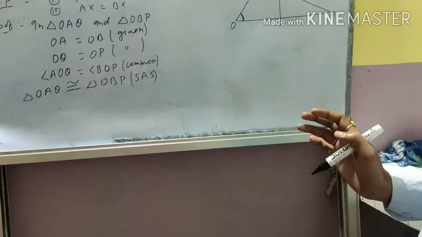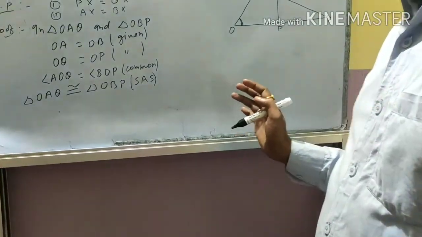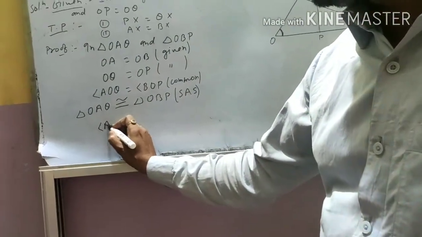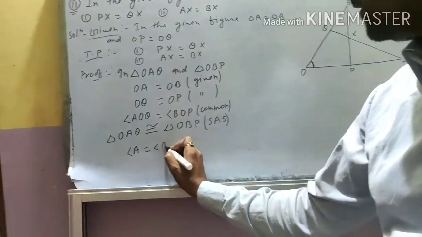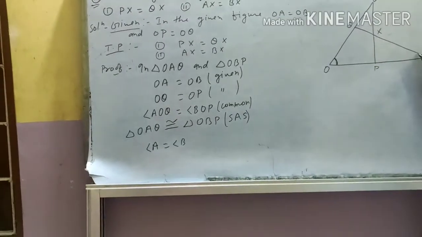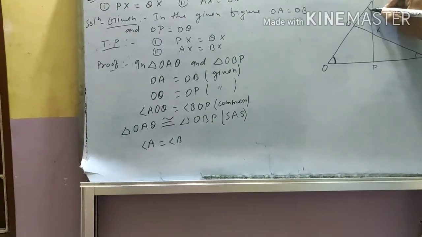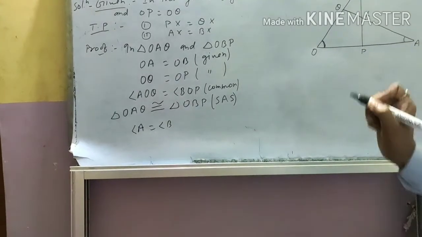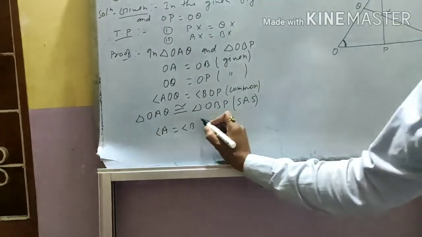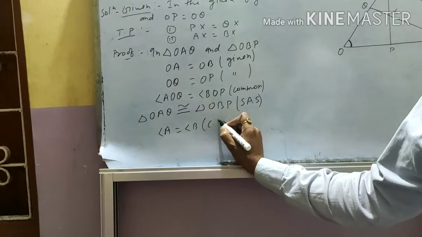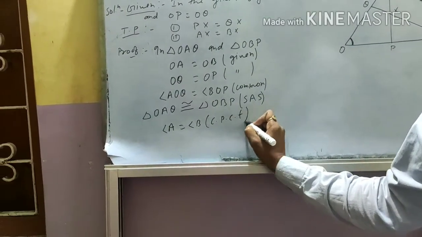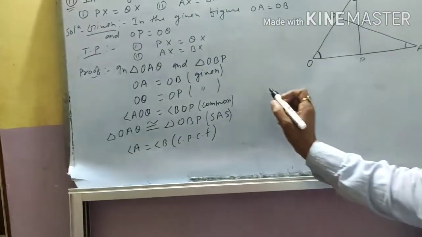By CPCT we can write angle A is equal to angle B. Here, students, angle A is equal to angle B by CPCT. Only one CPCT is used here. Okay, take another triangle.